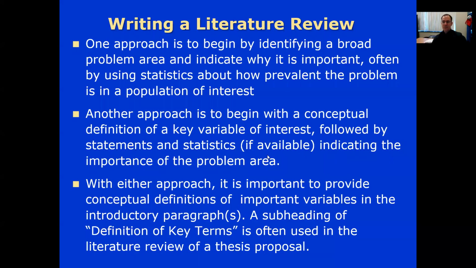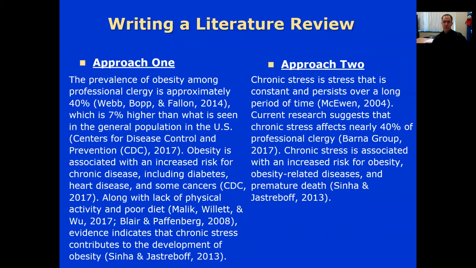So let's look at two different examples of writing a literature review. On the left, the first approach is using the dependent variable, obesity in this case, and using some statistics to talk about the amount of obesity suffered in clergy. So with this approach, we're talking about obesity in clergy, talking about why that might be the case.